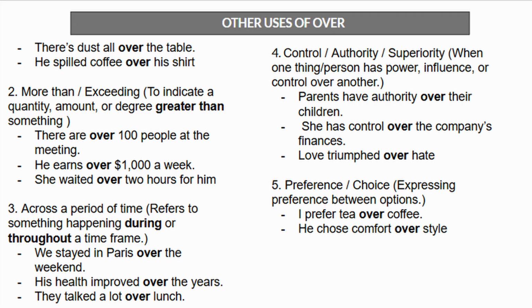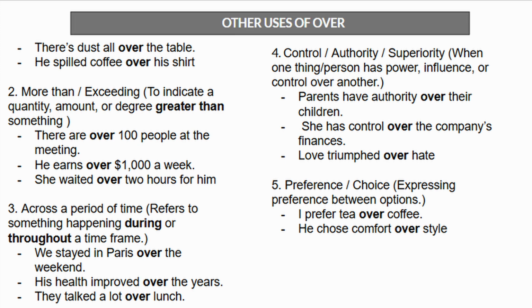Number one, parents have authority over their children. Do not say that parents have authority on their children. No. But parents have authority over their children. She has control over the company's finances. We have the last example here, which is love triumphed over hate. You get it.